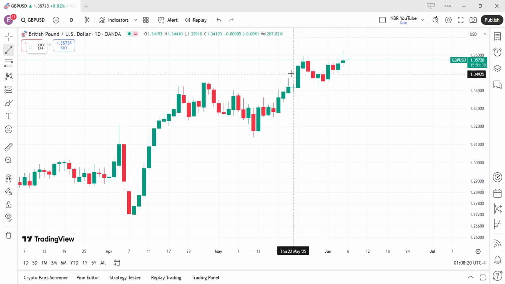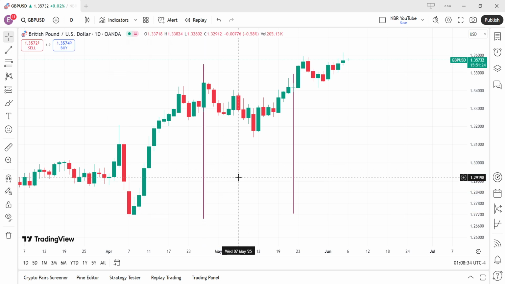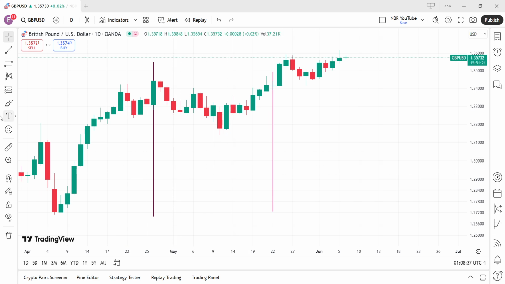Okay, now I will be working from 22 May 2025 till 28 April 2025. Most recent swing low here, we have it broken. In this case, it's here.